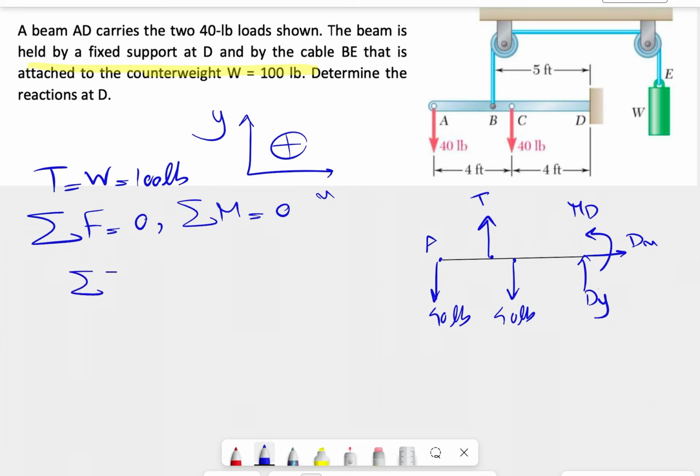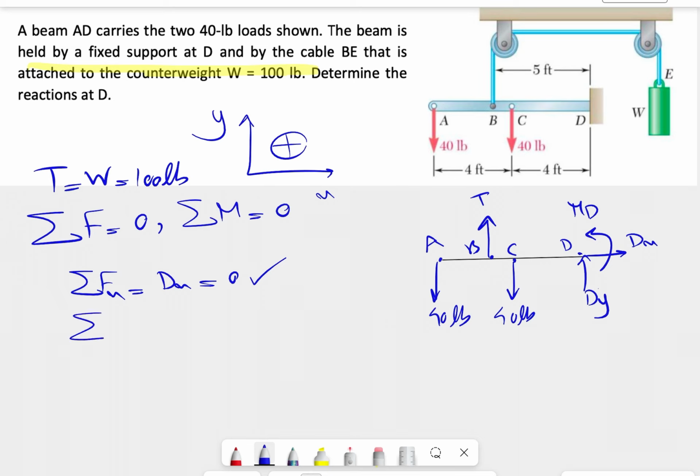We're going to start with our Fx first. The only force that we have in the x direction is Dx, which has to be 0 because there are no other forces in the x direction. So far we found one of the reactions at point D.